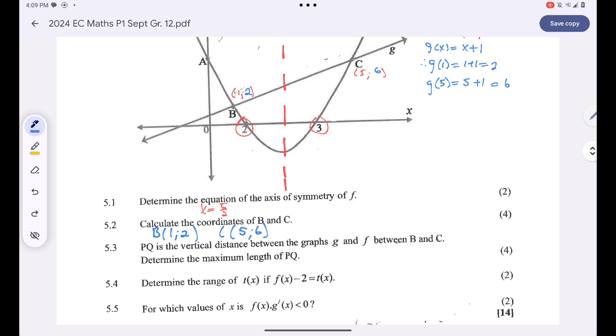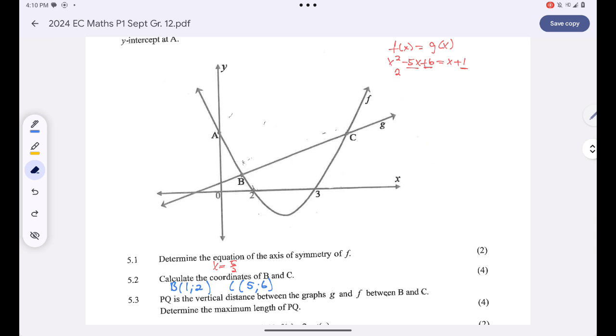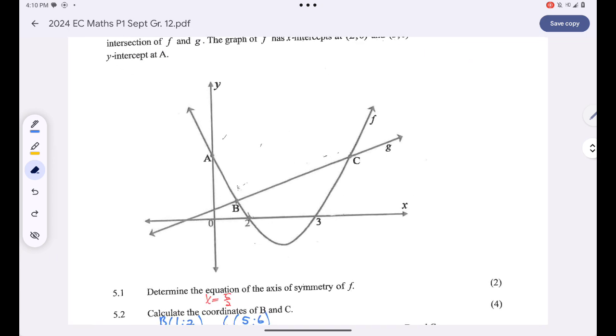Okay, and now we are told that PQ is a vertical distance between the graphs of g and f between points B and C. Determine the maximum length of PQ. We are told that PQ is just a vertical distance between points B and C. So our x value at maximum has to be between 1 and 5. So we just want to find the vertical distance between these two points.